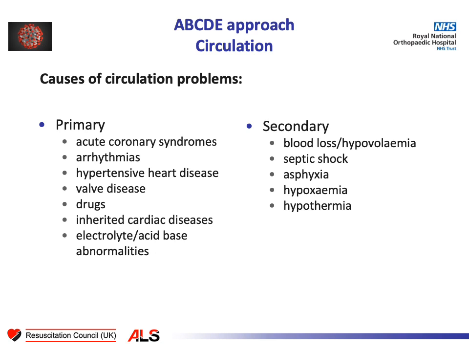Primary causes of shock would include acute coronary syndromes, arrhythmias, hypertensive heart disease, valvular heart disease, drugs, inherited cardiac diseases, electrolyte and acid-base abnormalities. Secondary causes, the commonest cause would be blood loss or hypovolemia, septic shock, asphyxia, hypoxia, and hypothermia.